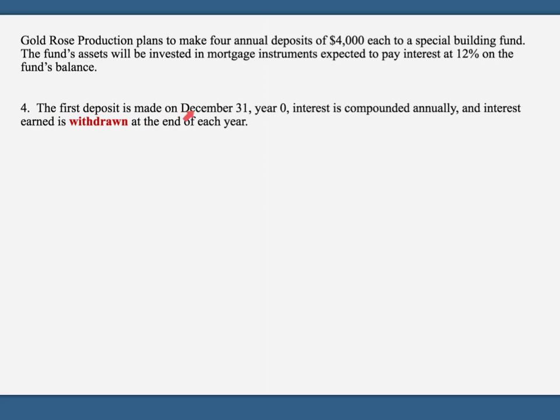We come to our last question, number 4. The first deposit is made on December 31st, year 0. Interest is compounded annually, and interest earned is withdrawn at the end of each year. So this turns out to be very simple, simply because the interest is taken out at the end of each year. There will be no accumulation on that interest, so it's simply 4,000 in deposits for each year times the 4 years they're doing it. Gives us 16,000. That's going to be the total balance after 4 years. So with that, we've now answered all 4 questions.